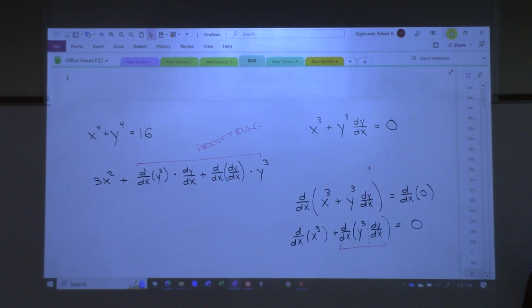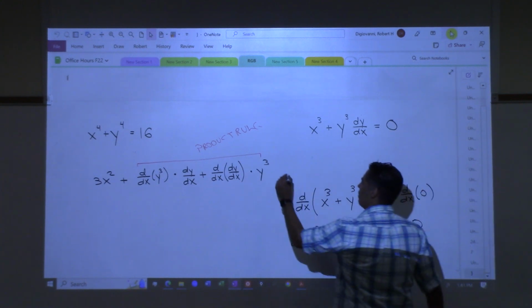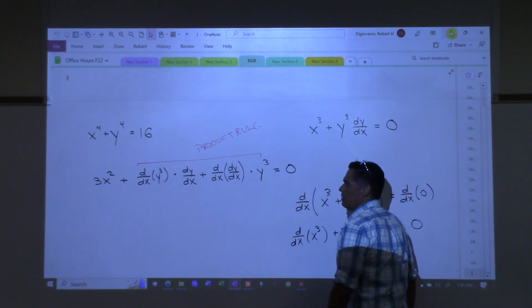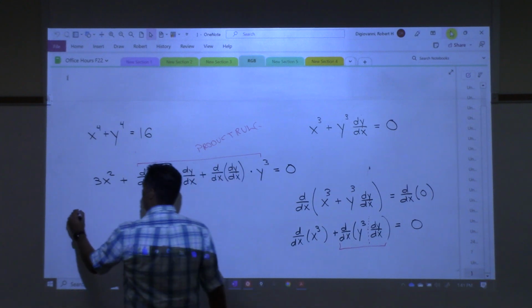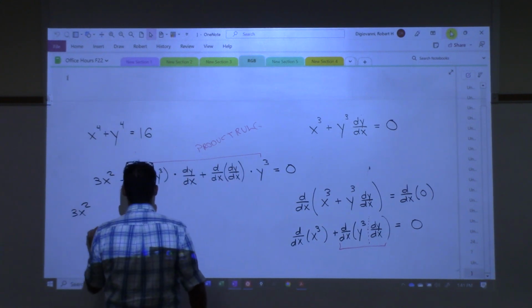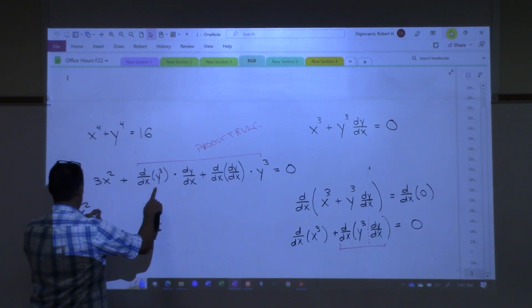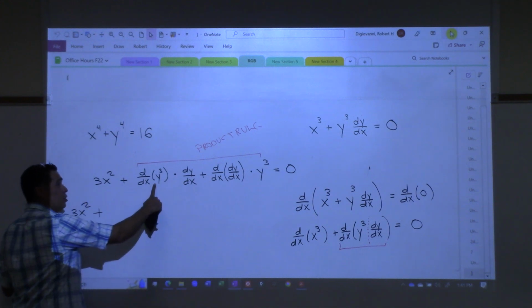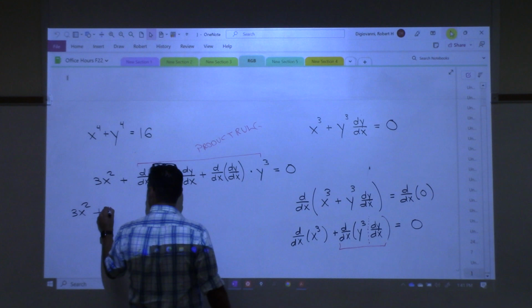What now? I'll take the derivative. Let me finish writing out the thing, though. What is it? Equals 0, right? Okay, so equals 0. All right, let's do some derivatives. This 3x squared's here. Nice and pretty. Okay, what is the derivative of y cubed with respect to x? 3y squared.